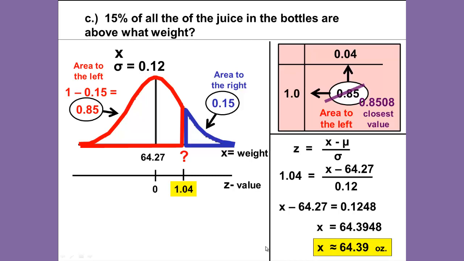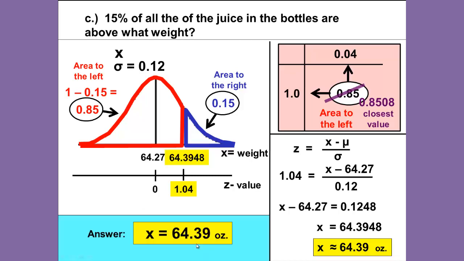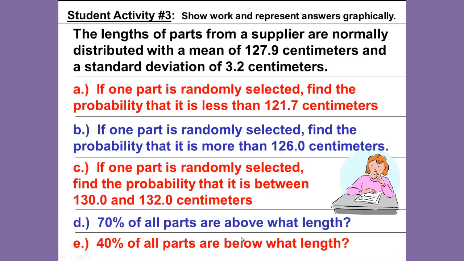And that's approximately 64.39 ounces. Please follow your teacher's rounding rules when rounding your numbers. So your answer is approximately 64.39 ounces. Here is a student activity for you to try.